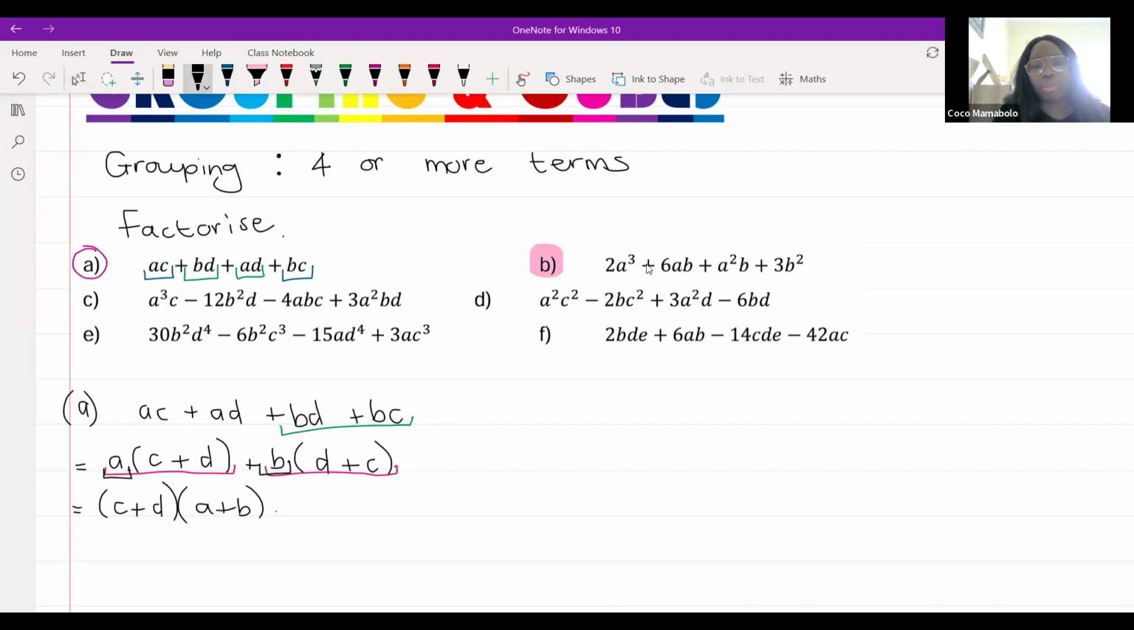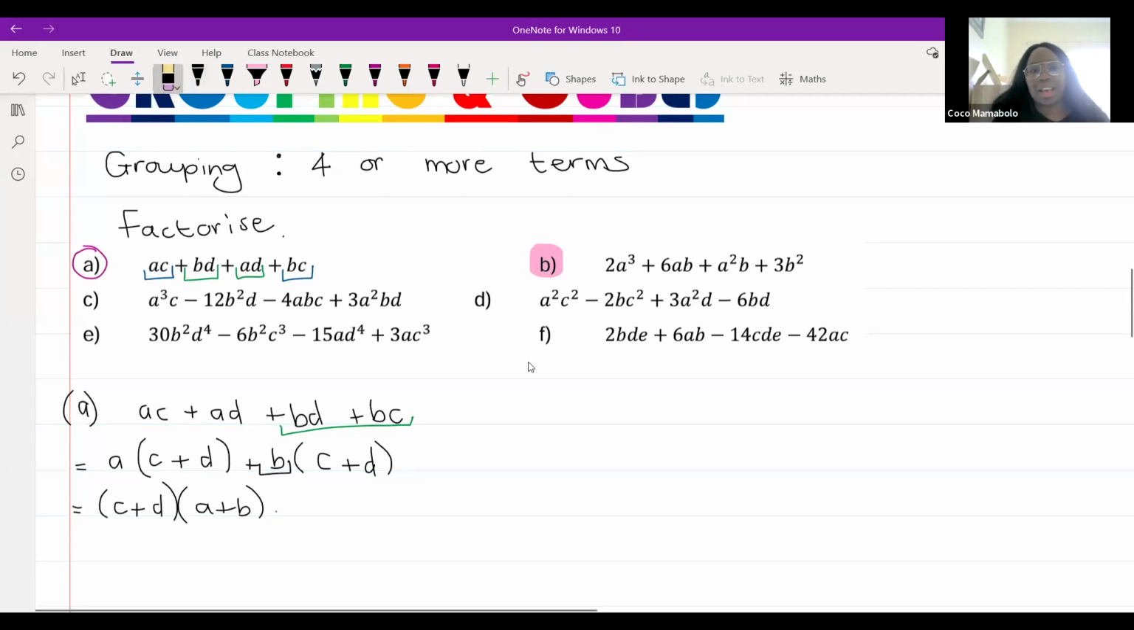Okay, remember, I can rewrite D plus C as C plus D. Did that change anything? If I take D plus C and I write it as C plus D, does that change anything? No, it doesn't change anything.